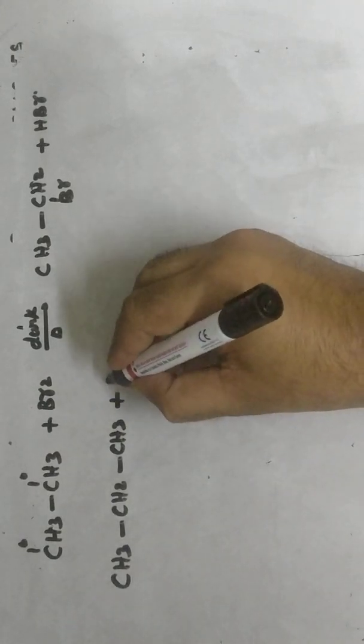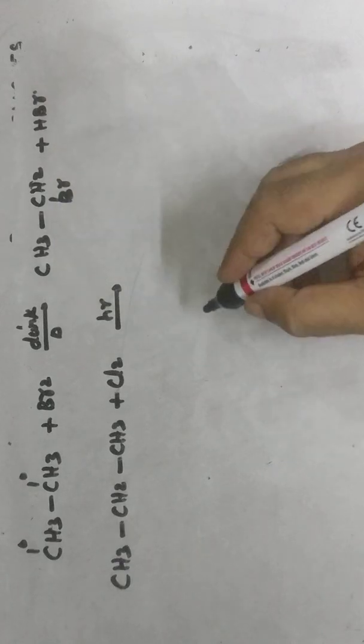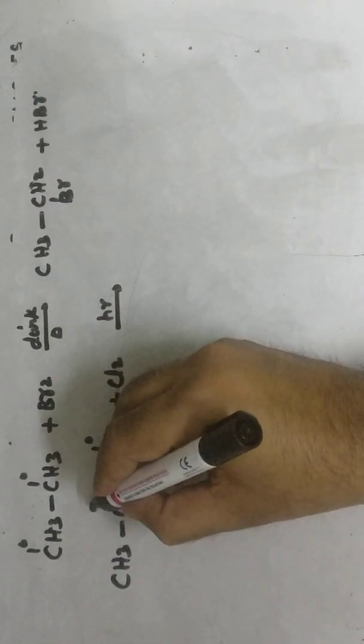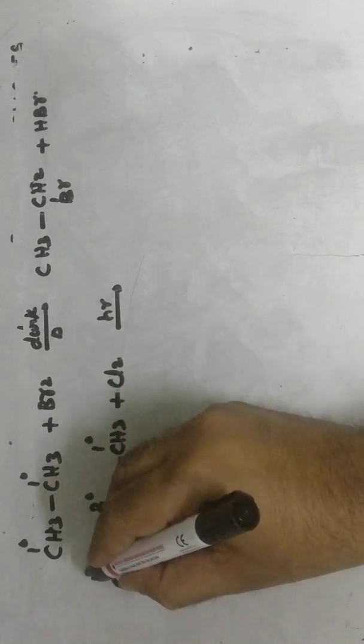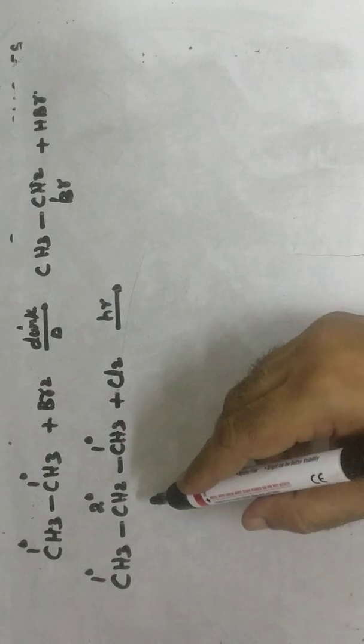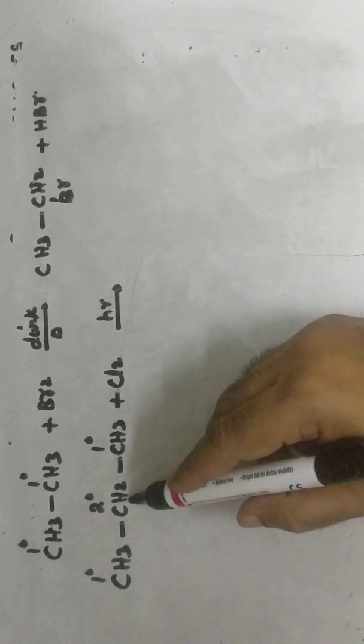We reacted with chlorine, again in the presence of sunlight. Now propane has got 2 types of carbon. This carbon is a primary one, the middle one is a secondary one. This is again a primary carbon. So these hydrogens are primary, these are nothing but secondary. So in this case, we will not get 1 product, we can get 2 products. Either this hydrogen or this hydrogen may be substituted.